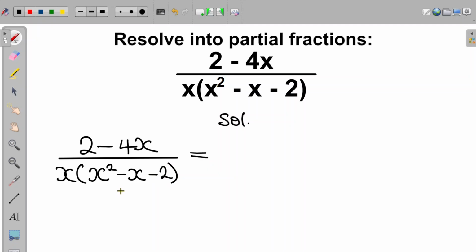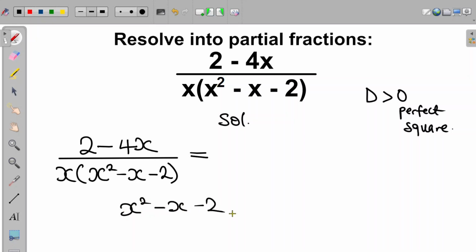The first thing we do is to check if our quadratic expression is factorizable. Now recall from quadratic equations that for a quadratic expression to be factorizable, the discriminant must be greater than 0 and also the result must be a perfect square. Thus, we have x squared minus x minus 2.